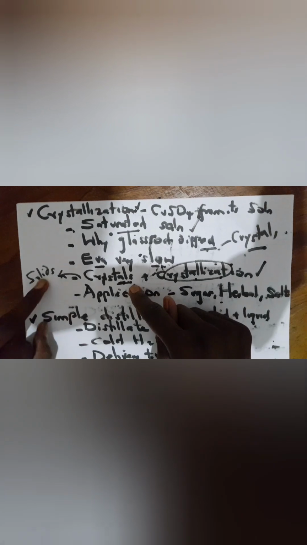Why do you think the glass rod needs to be dipped? It's because you need to confirm whether the crystals have been formed. Evaporation needs to be done very slowly so that you may obtain particles of larger size. The crystals are solids that have a regular shape. Crystallization is the process of obtaining crystals from a saturated solution. Very nice.